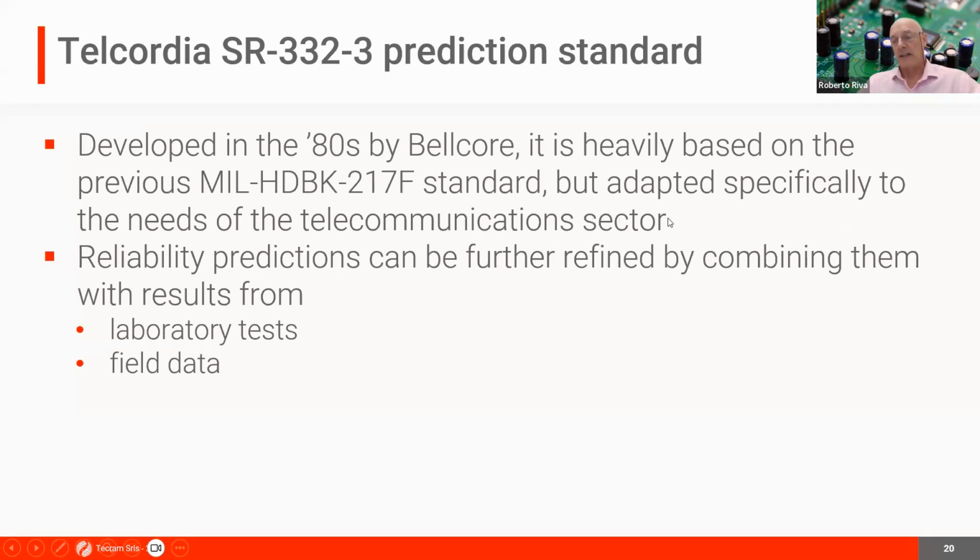In fact, in a sense, the telecommunication sector was quite active in those years because there were standards from British Telecommunication, I think from France Telecom, and from Italtel here in Italy. There were standards all over the place relating to the telecom world. And reliability prediction can be further refined by combining with results from the lab or from the field. So unlike MIL-217, which gives you a number and you live with that, with Telcordia SR-332 you can integrate laboratory test results and field data, obviously, if you have them.